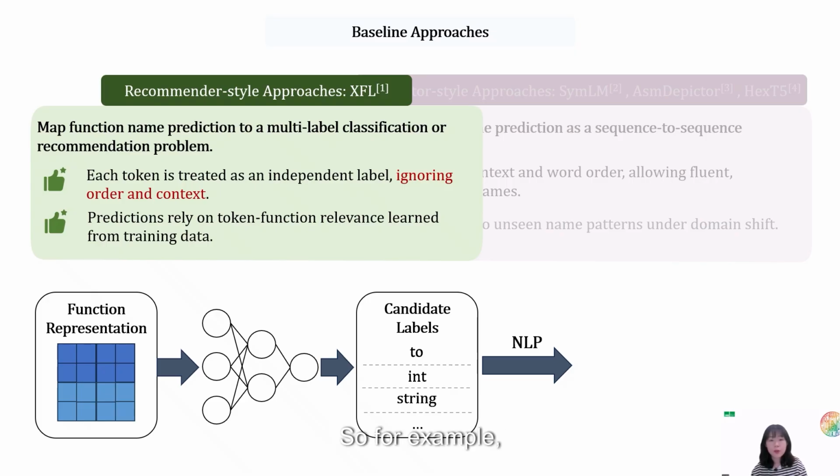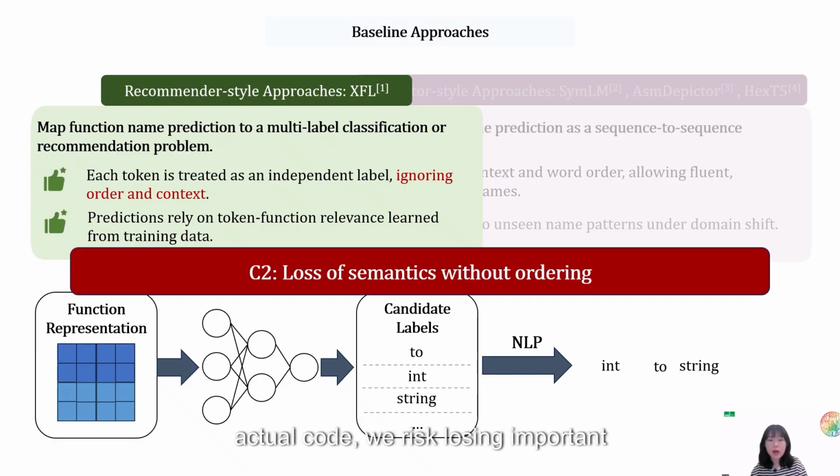For example, the model may select the tokens to, int, and string, and a post-NLP step then orders them. But this ordering comes purely from natural language patterns, not the function semantics. As a result, it may still produce string to int instead of the ground truth int to string. That's our second challenge. Without grounding the ordering in the actual code, we risk losing important semantics.